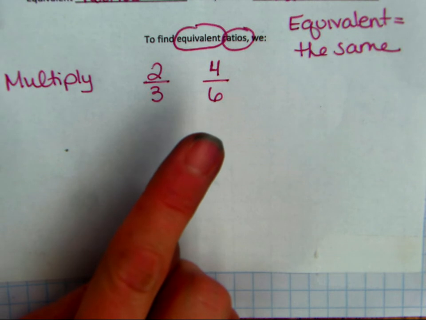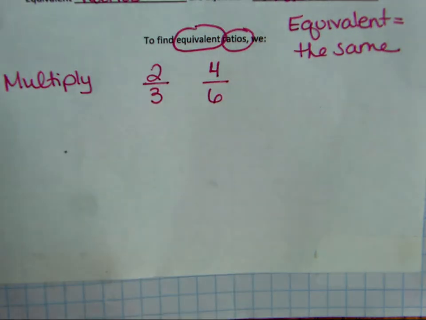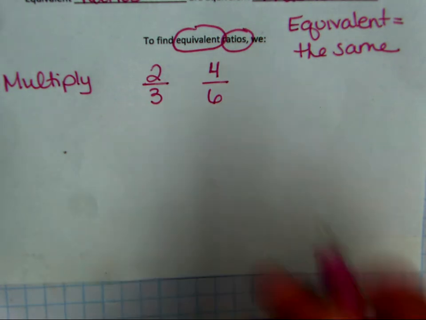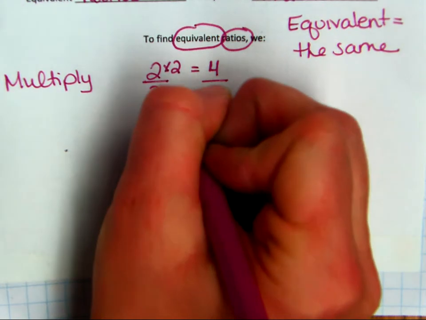Is there a student other than Elizabeth? What do I do to 2 to get to 4? Looking at those two fractions, what can I do? Isaac. Multiply it by 2. Right, I would multiply it by 2. So whatever you do to this top one, the numerator, you're going to also do to the bottom.